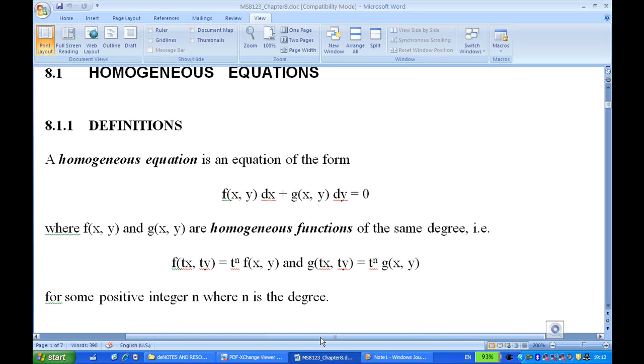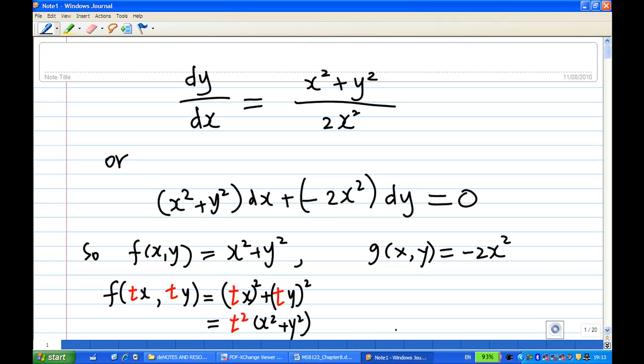Now recall we have a type of equation called a homogeneous equation. If you have f(x,y) dx plus g(x,y) dy equals 0, we say that f(x,y) and g(x,y) are homogeneous functions of the same degree if f(tx,ty) is t to the power n times f(x,y), and g(tx,ty) is t to the power n times g(x,y), for some positive integer n, where n is the degree. Now in this particular case, let's look at the equation and rearrange it.